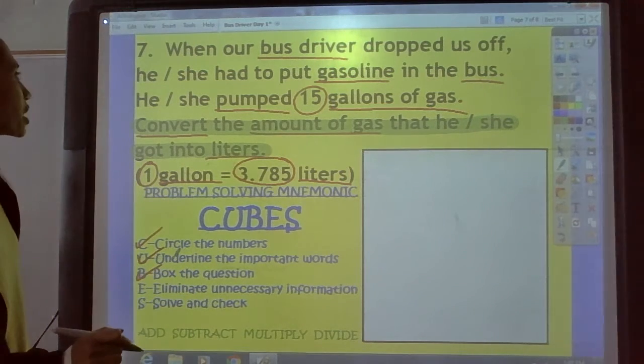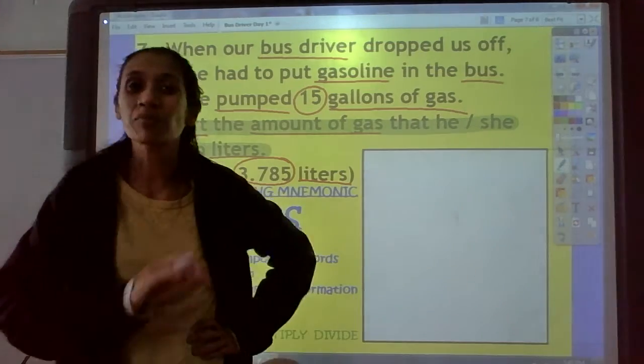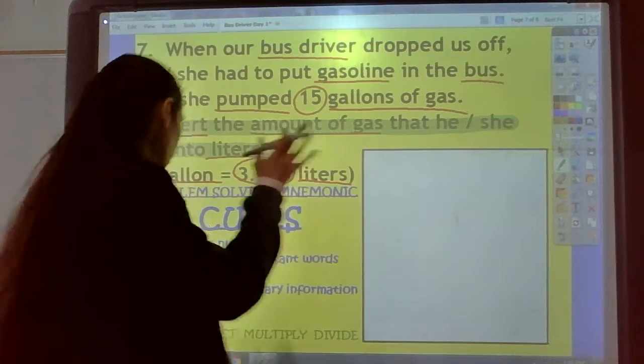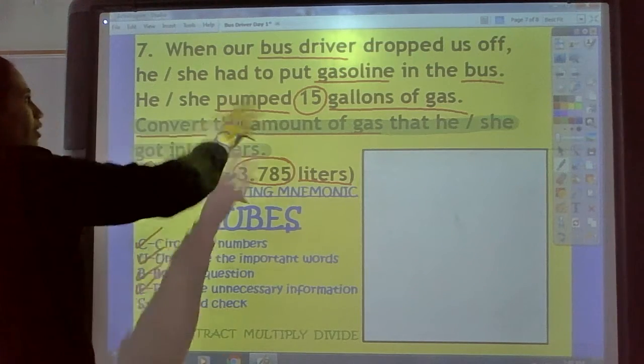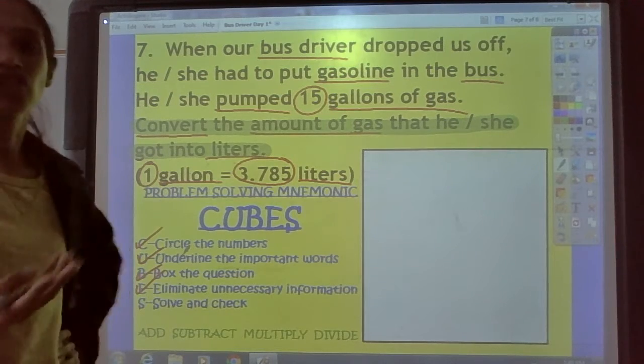E, eliminate unnecessary information. Okay, we can cross some other stuff out, but I'm going to leave it alone. Don't want to mess up the paper, so we're done, because we pretty much need everything that we've circled and underlined, okay? So now we need to solve and check.